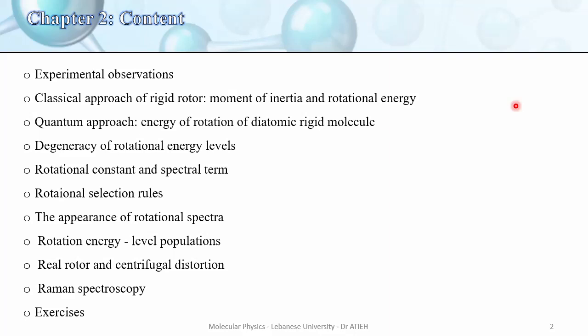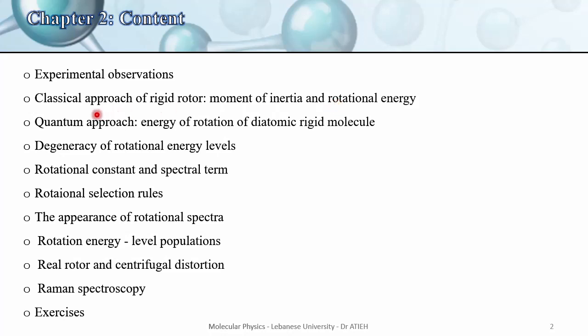Let's take a look at the content of chapter 2. We will start with some experimental observations that are related to the rotational energy levels of molecules. Then we are going to deal with diatomic molecules as rigid objects. We will start with a classical approach, try to find their moment of inertia, and try to figure out their rotational energy in order to get an idea about what's going on.